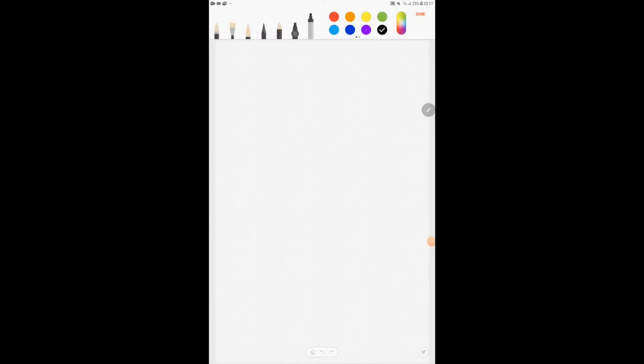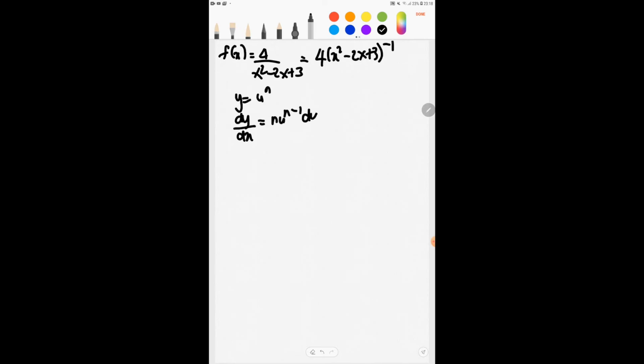Okay, let's say we have a question here. f(x) is equal to 4 divided by x squared minus 2x plus 3. If we write it back, we can write the function f(x) as 4 times (x squared minus 2x plus 3) to the power of negative 1. If we compare with the basic composite function y is equal to u to the power of n, we get dy/dx is equal to n u to the power of n minus 1 du/dx.